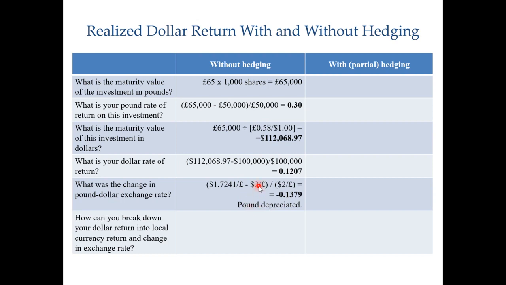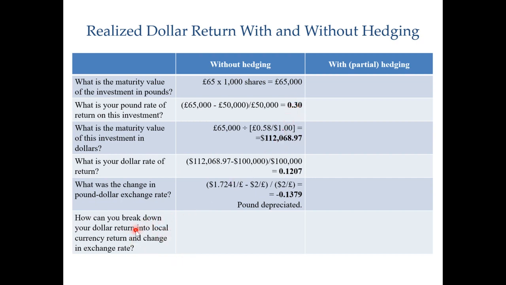So as you can see, 1 pound now buys fewer dollars, so the pound depreciated, and that exact amount of depreciation is 13.79%. So this is why our dollar return is only 12% when our pound rate of return is 30%.